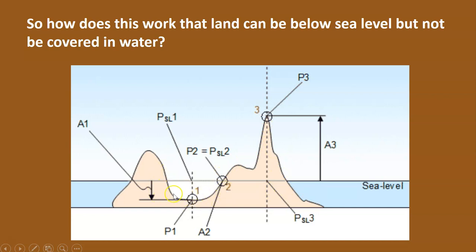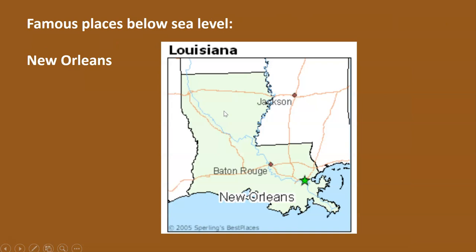And this valley, look, it's dry. There's no water in it. The water's being held back over here and over here. So you could be standing here and be completely dry, but still be below sea level. I want to talk about some famous places that have parts of their city or place below sea level. New Orleans is an example of this.